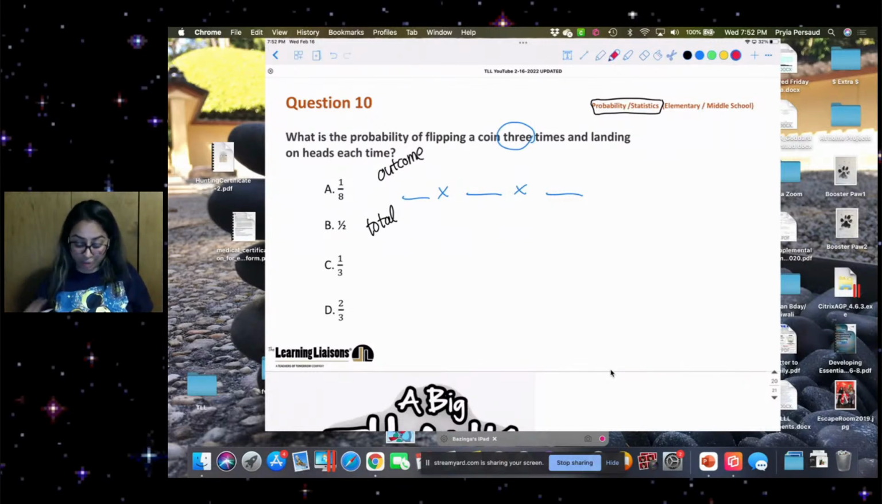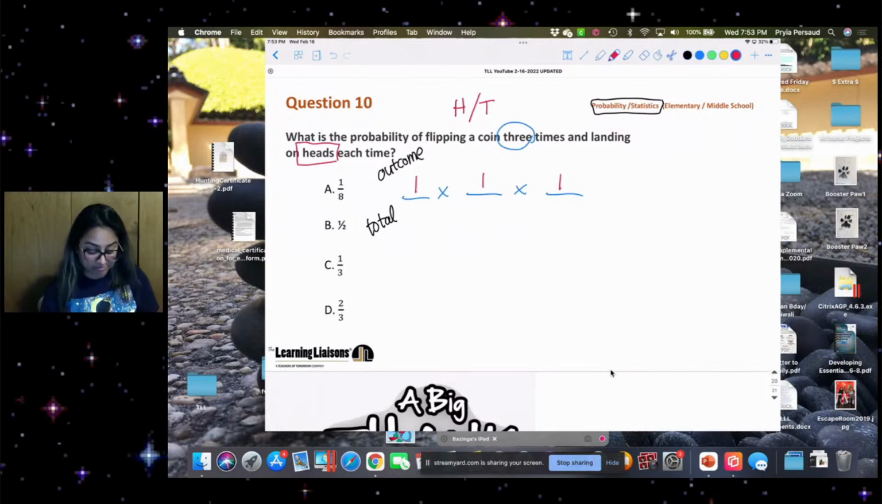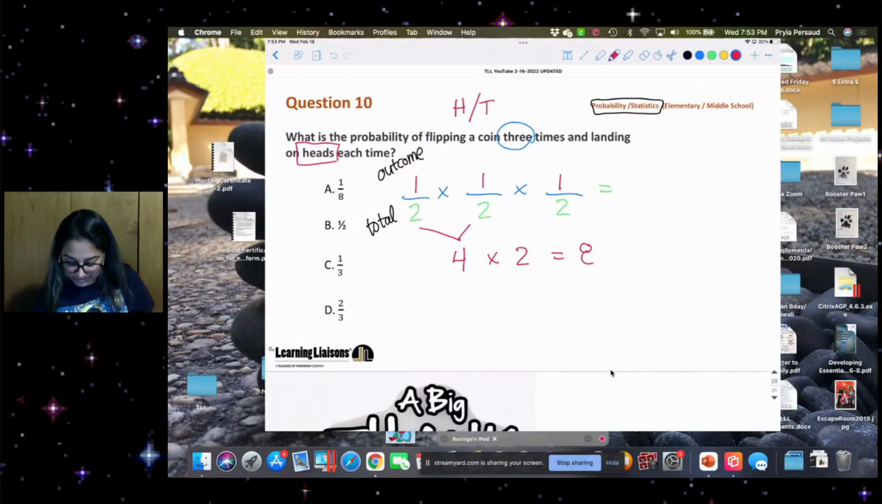I know that on a coin, I can either get heads or tails. Well, I only have a possibility of getting one or the other. So I have one outcome every time. And it also told me that it needed to land on heads. Okay, no problem. But what are my totals? I can only have heads or tails, which means I only have 2 possible outcomes. So is it 2, 4, 6? No, no, no. Make sure you're multiplying. 2 times 2 is 4 times 2 to give us 8. 1 over 8.